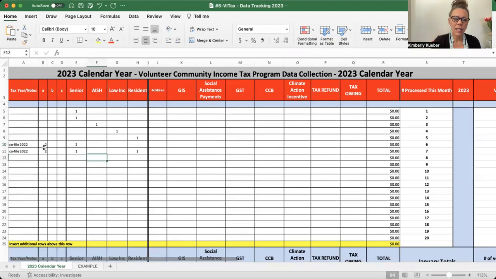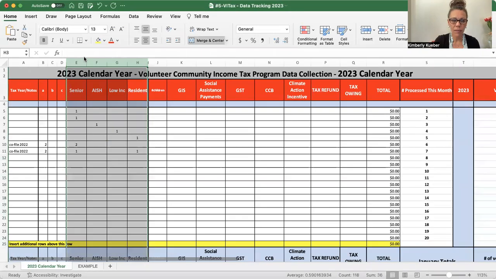So the key is that however many, whatever the number is under community of residence should total here. This should never total more than 2. And it should only total 2 for these 4 columns if and only if it's a co-file situation.